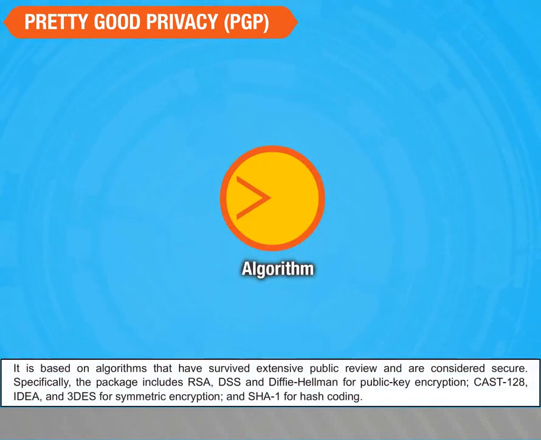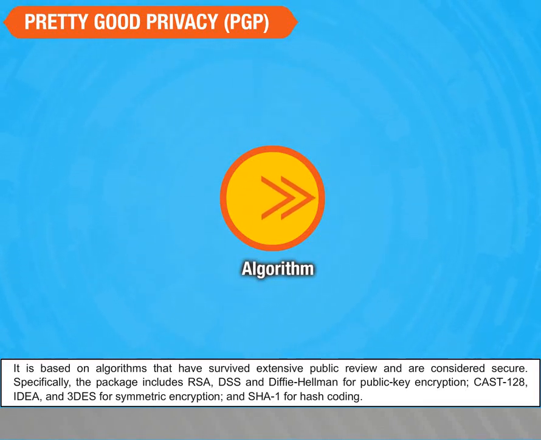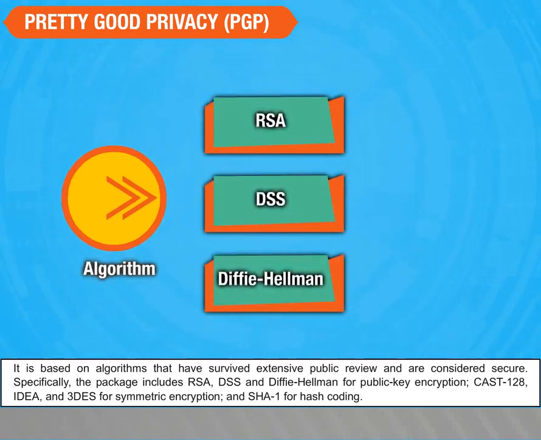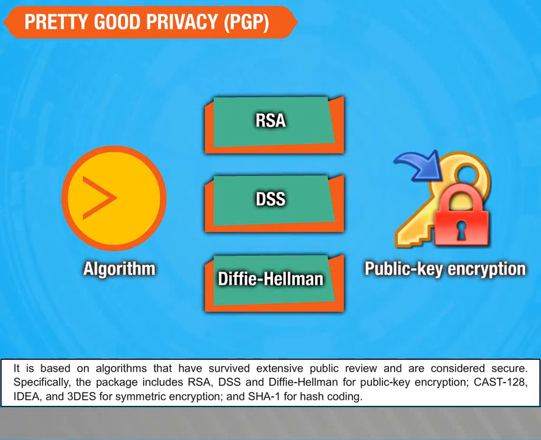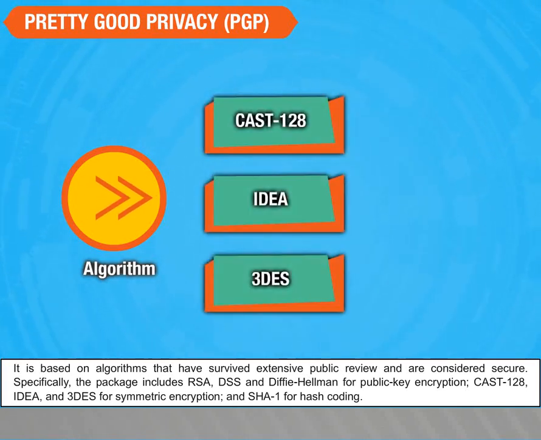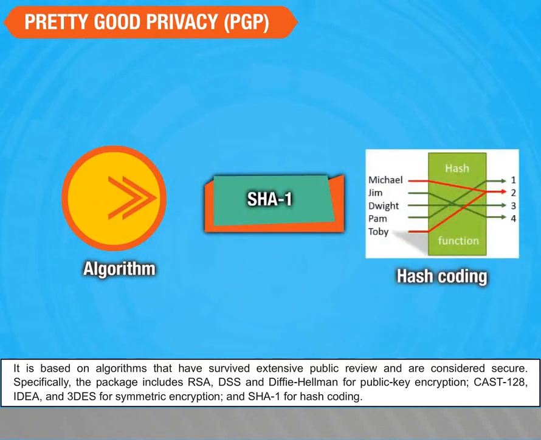It is based on algorithms that have survived extensive public review and are considered secure. Specifically, the package includes RSA, DSS, and Diffie-Hellman for public key encryption, CAST-128, IDEA, and 3DES for symmetric encryption, and SHA for hash coding.